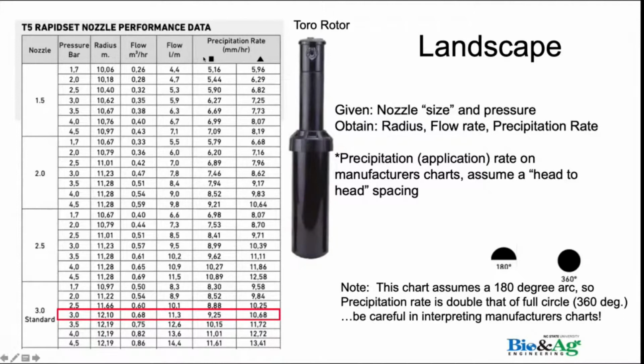The other thing to note is that this is a square here. That's for a square spacing. And this is for a triangular spacing. And we'll look at that shortly.